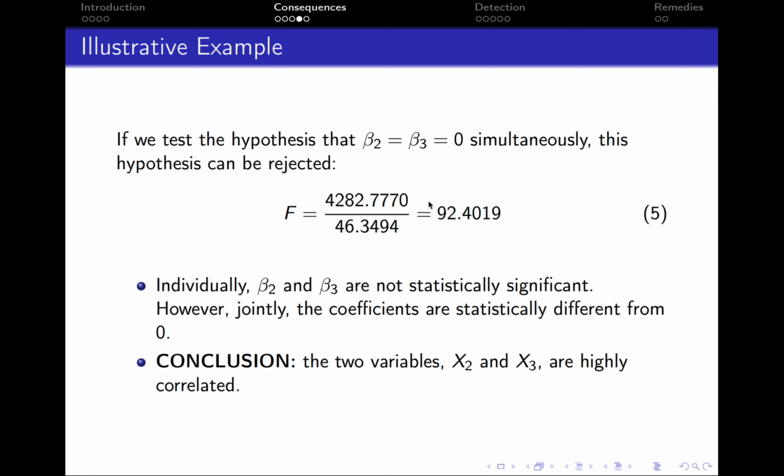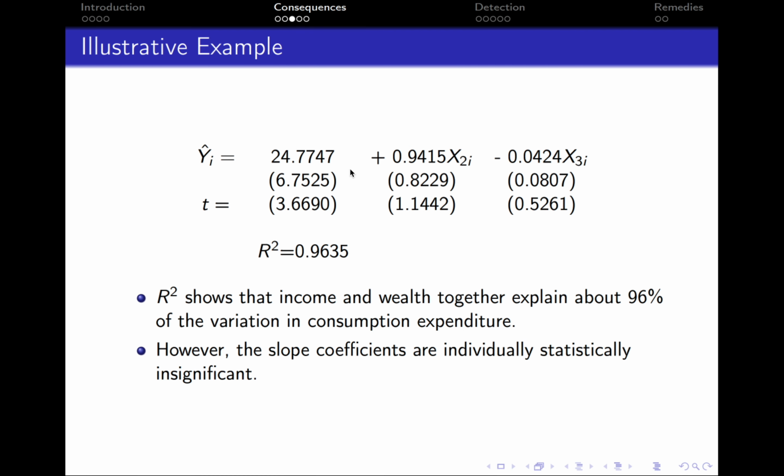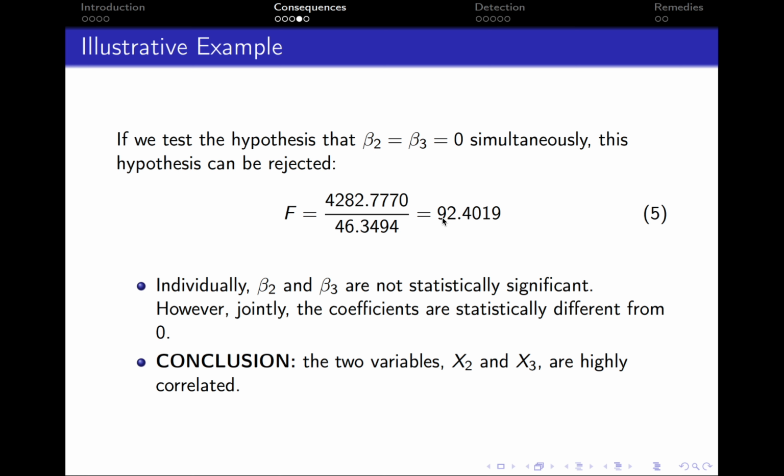So you see, on one hand, individually those coefficients are statistically insignificant, and we know this from the t ratios right here. But on the other hand, jointly the coefficients are statistically different from 0. Another paradox. So the conclusion that we can make based on the t statistics, the R squared and the F statistic is that X2 and X3, the 2 explanatory variables, are highly correlated.